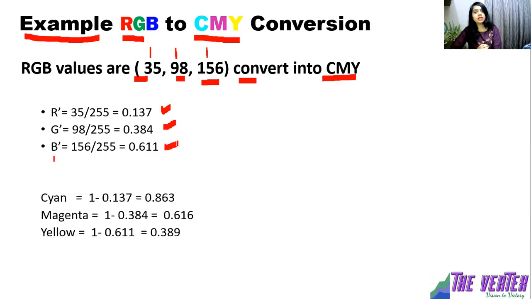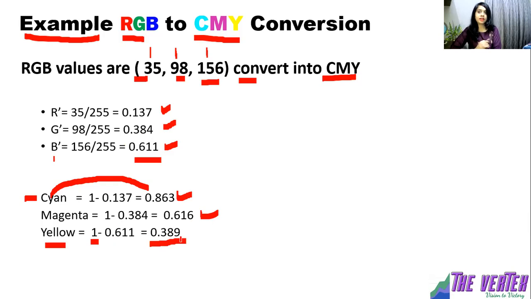After normalization, we have to use the same formula that I have shown earlier. If you want cyan, then 1 minus R, that is 0.137. So you will get the value of cyan. Then the magenta color value. So 1 minus green, that is 1 minus 0.384. So you will get this. And for yellow, you have to subtract 0.611 from 1. So you will get 0.389. So this is how you can convert RGB to CMY.